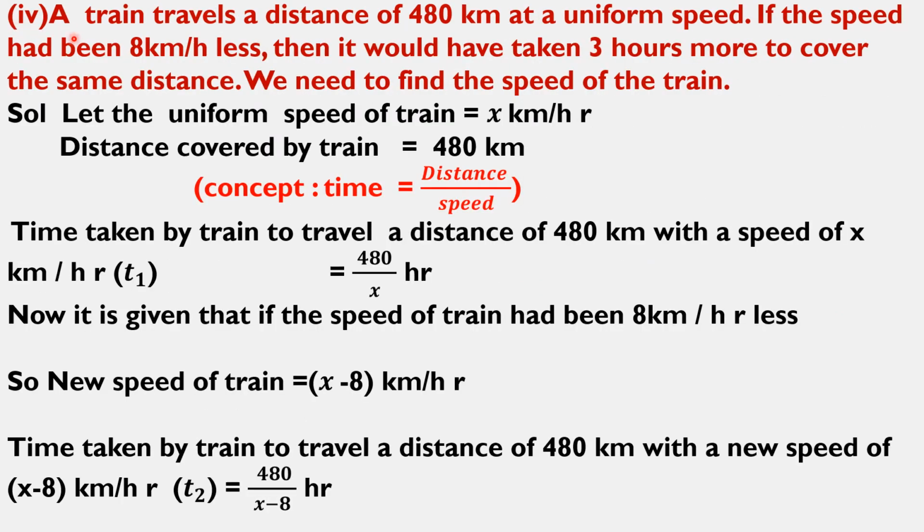Let us come to the fourth part. A train travels a distance of 480 km at a uniform speed.